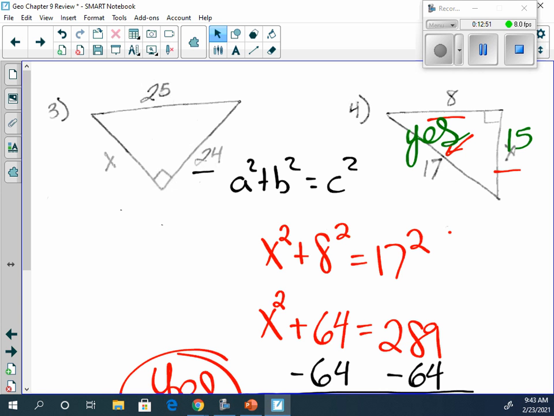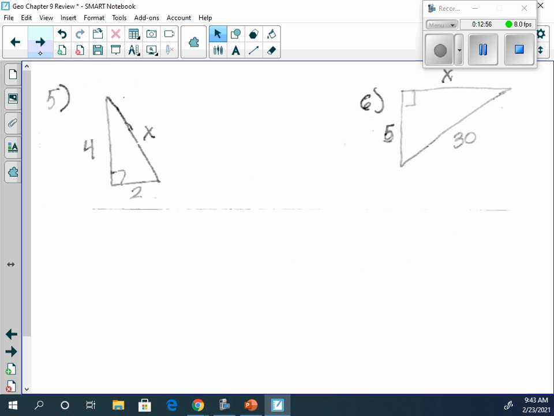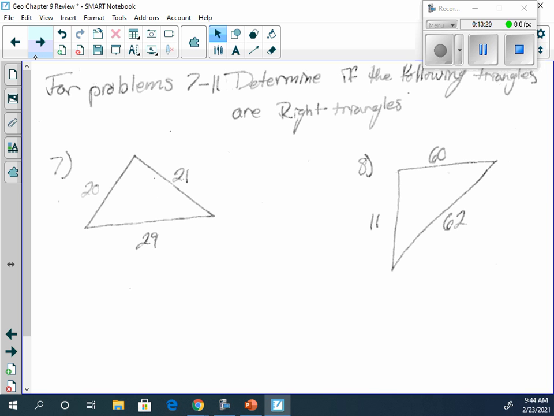And that here is what you're using the Pythagorean theorem for, our a squared plus b squared equals c squared. And there's more examples of these here. Do you all need to see another example of one of these here using the Pythagorean theorem? All right, if we are good with this here, let's move on to 7 through 11.